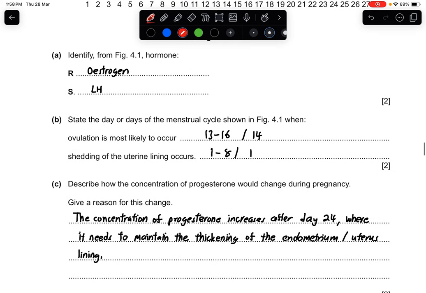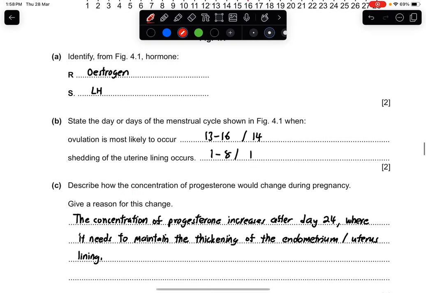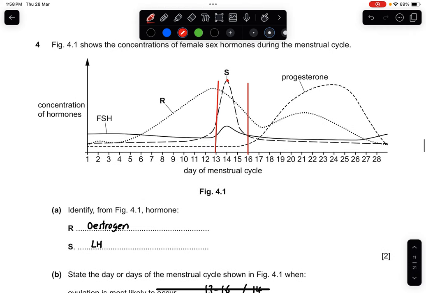Okay, C, describe how the concentration of progesterone would change during pregnancy. Give a reason for this change. So the concentration of progesterone during pregnancy is around this point, day 17 to day 28, and it works at its peak about here.